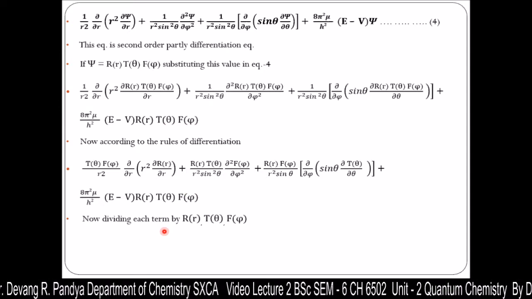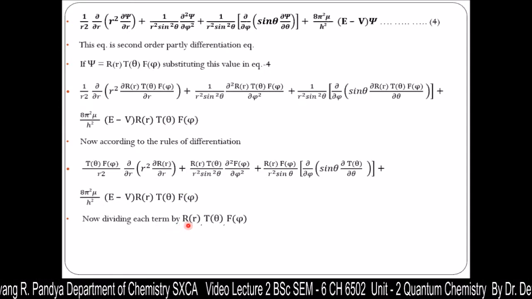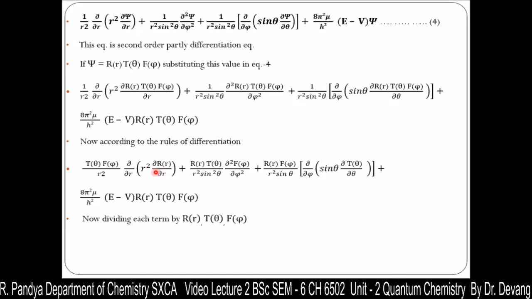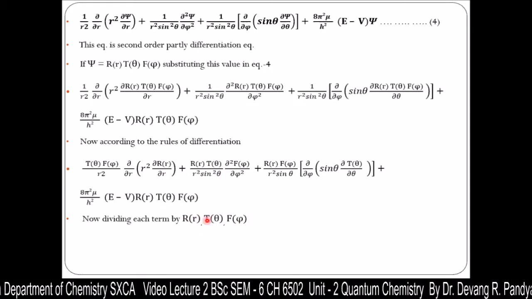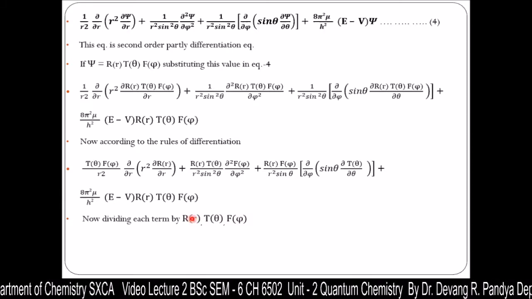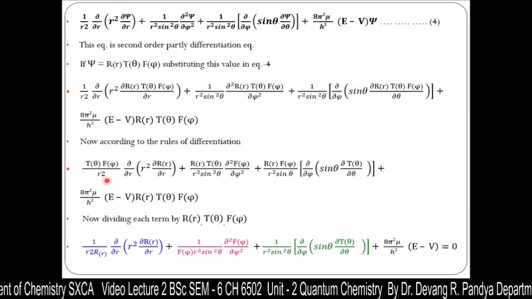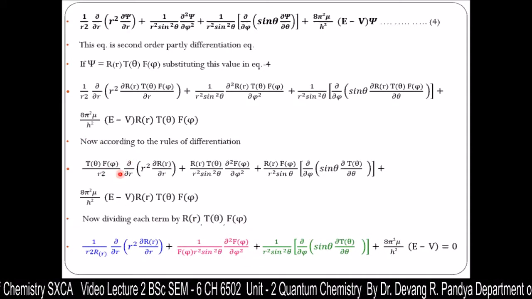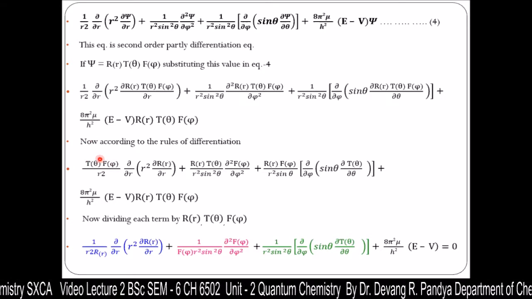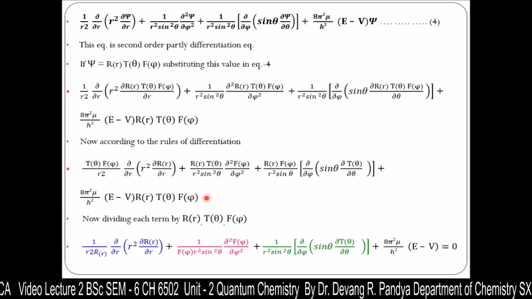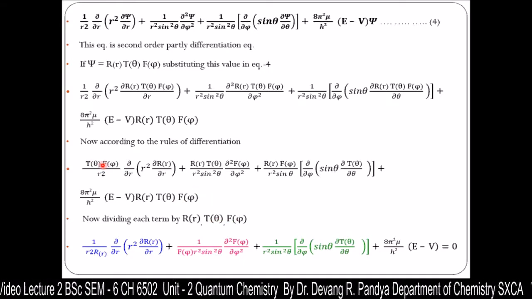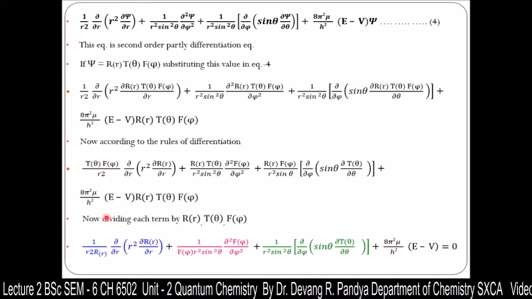Now, dividing each term by Θ and Φ means you need to divide this equation on both sides by this wave function Θ and Φ. You will obtain, see here, when this first part you divide it by ΘΦ, ΘΦ is similar, so it will cut out and we are going to get 1 upon r square.